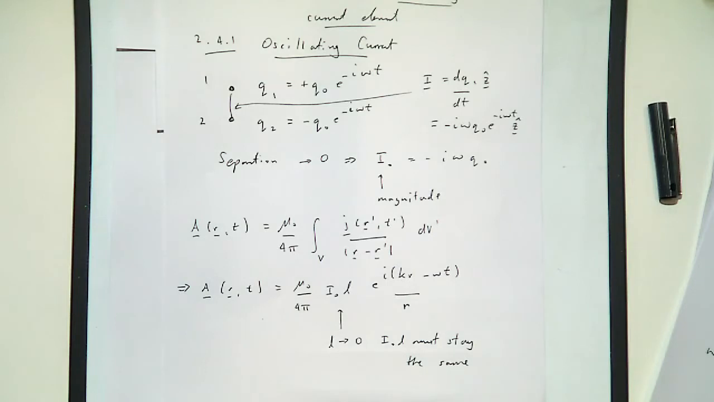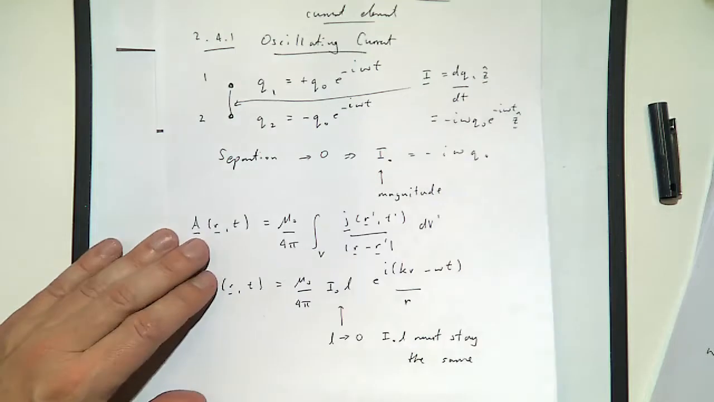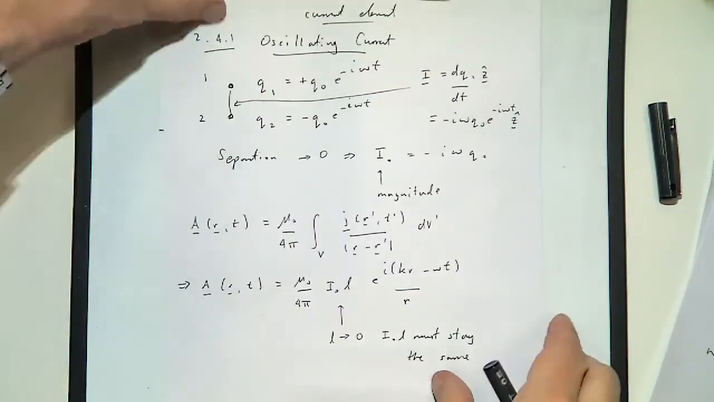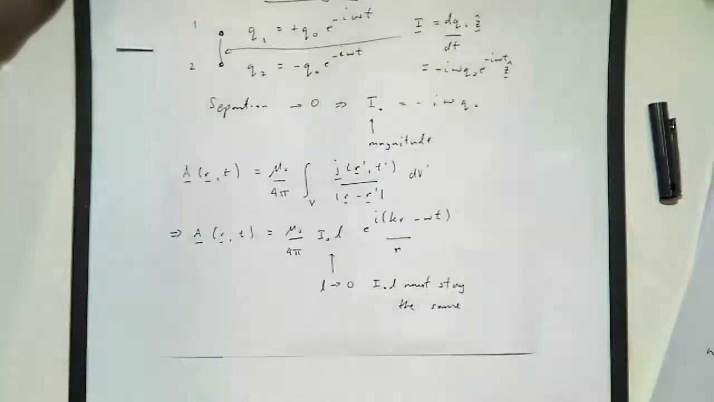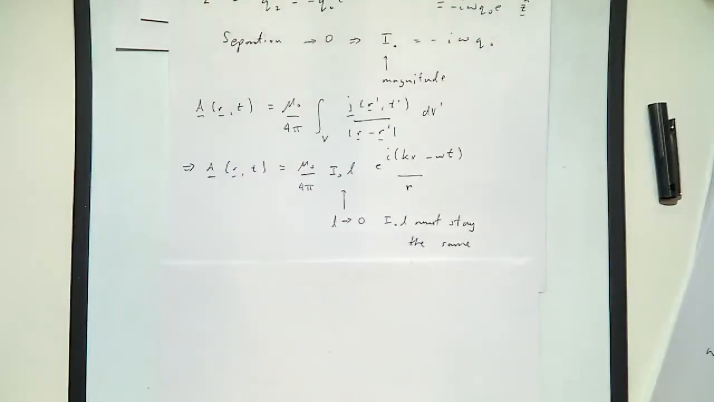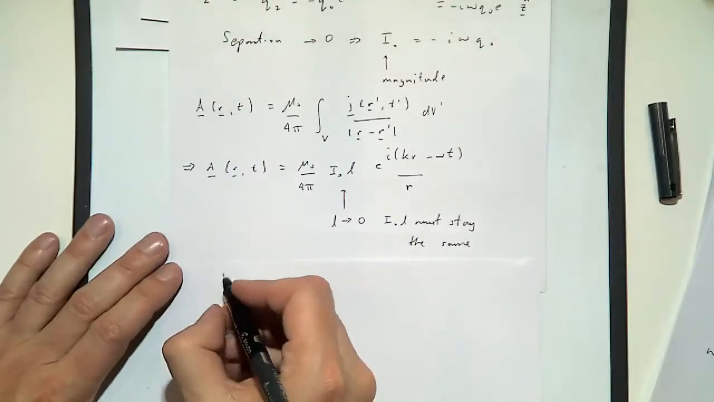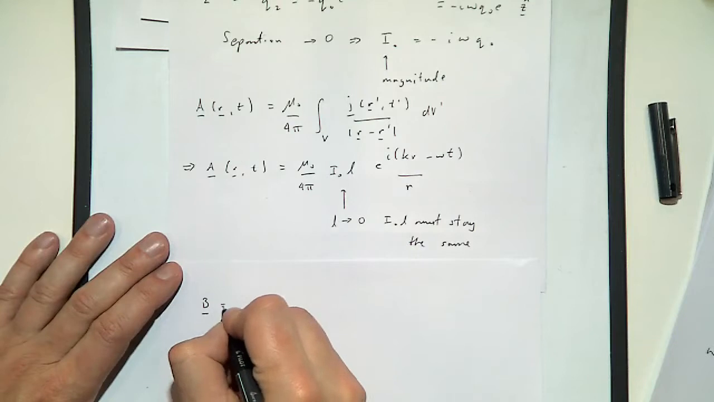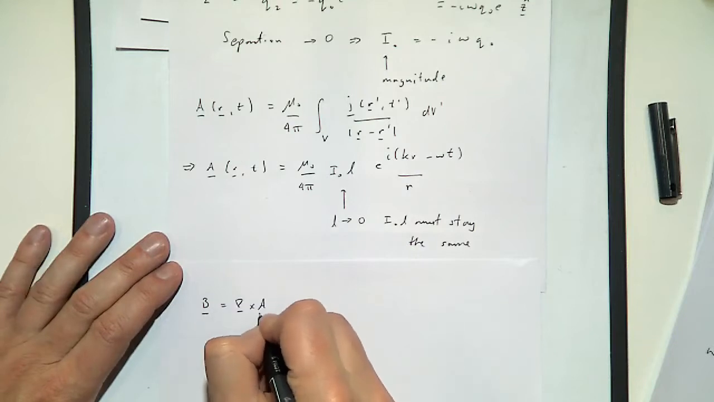Okay. It's a slightly fiddly step. Hopefully you can see how that works. So once I've got that vector potential, I can directly obtain the field. It's just the curl of that.